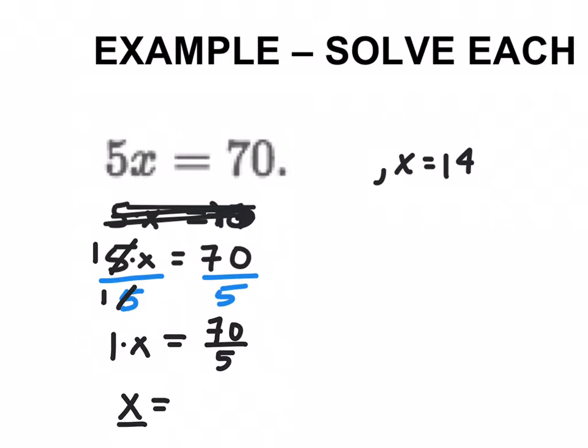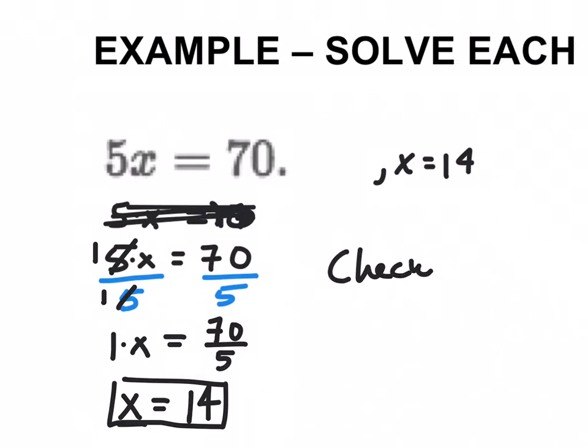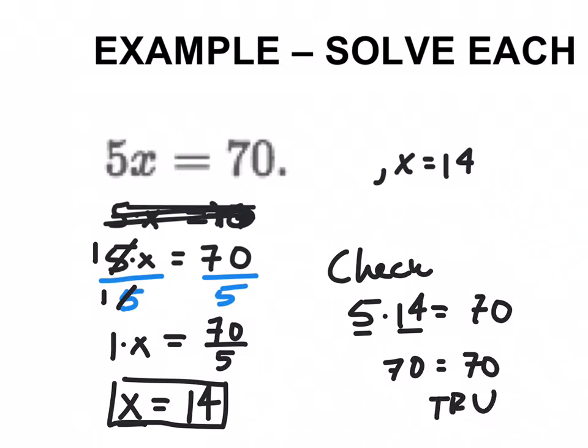All right, so that's where I got that, and I was able to figure that out. Now if we check this, what's 5 times 14? Is that equal to 70? 5 times 14 is 70. 70 is equal to 70. This is true. Therefore, that's my answer. X is equal to 14. That's my solution. All right, moving on.